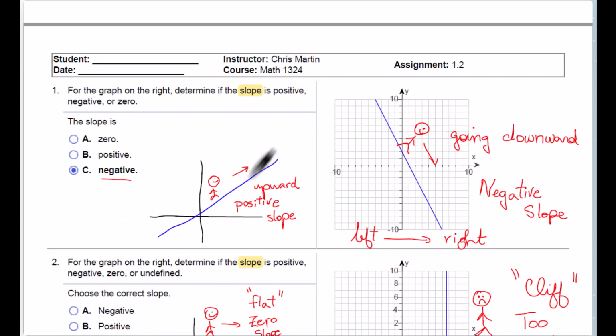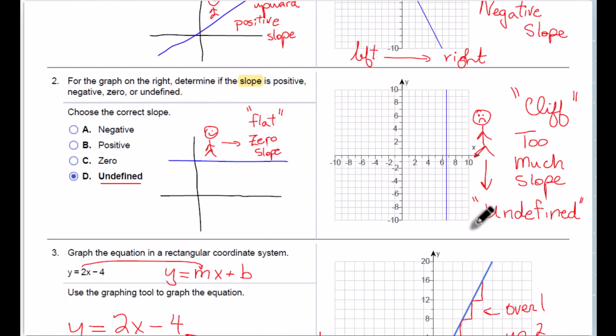All right, so in this case, we are going up is positive, but here I'm going down. Let's see, if we are perfectly flat, it's 0. But if we are vertical, it's undefined.